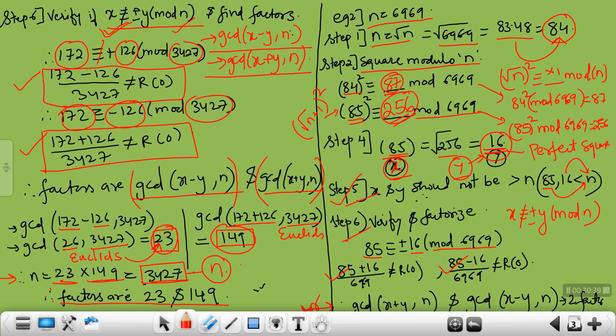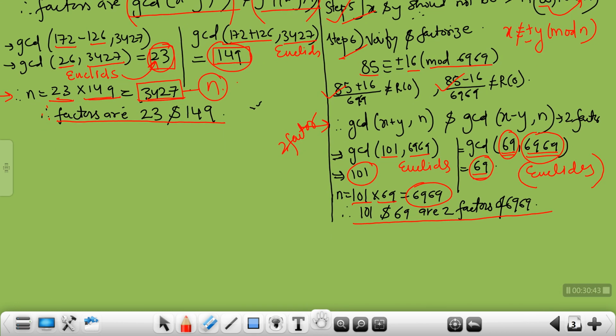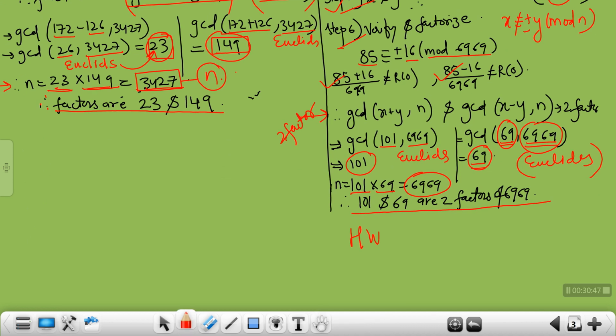Before we end, I would like to give you one question as a homework question, which you can solve and get back to me if you have any difficulty. That question is nothing but: you need to find out the factors of 1649 using the quadratic sieve. Find out the factors of 1649 using the quadratic sieve.